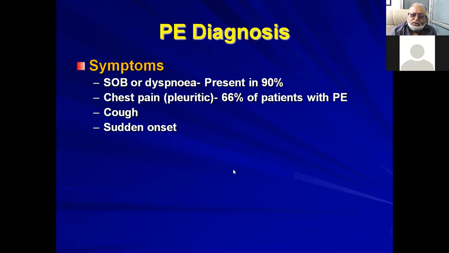The diagnosis depends upon the symptoms. There is sudden onset of breathlessness or dyspnea, present in 90% of the patients. There is a pleuritic chest pain in 66% of the patients with pulmonary embolism. There may be cough, which is of sudden onset, and even hemoptysis.